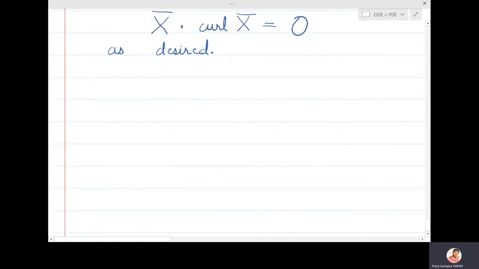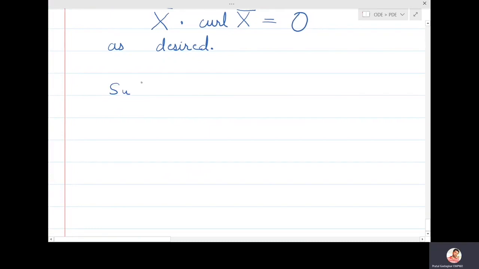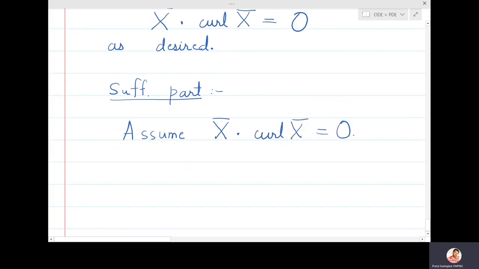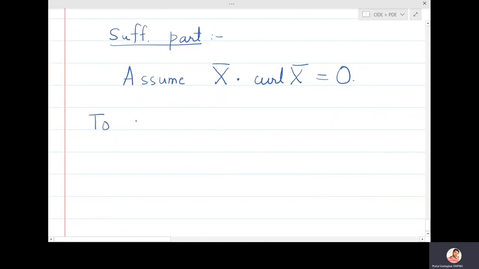Let us go for the sufficient part. In the sufficient part, assume that x bar dot curl x bar is equal to zero. What am I supposed to show? I'm supposed to show that the Pfaffian differential equation is integrable. Means I want to find what? I want to find an integrating factor somewhere. Okay, so let us see how to do this.